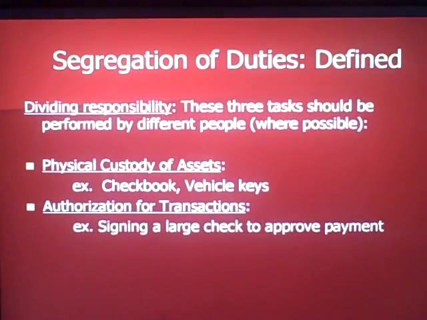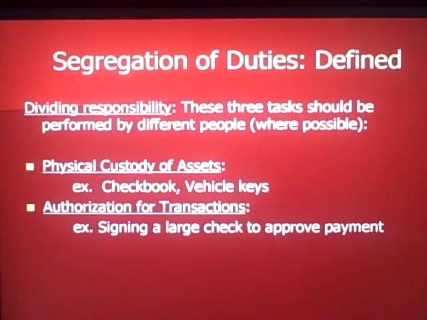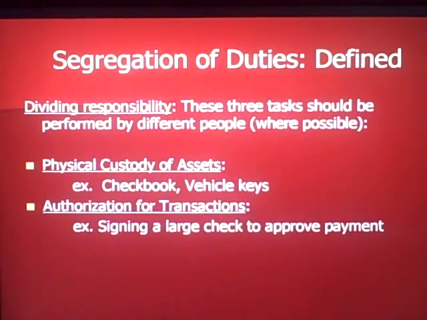Who can authorize a transaction? In many organizations, the larger the check that's being written, the more people have to approve it, and the higher the level of authority of the people who are approving the check.